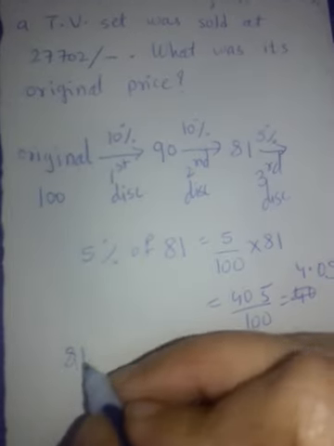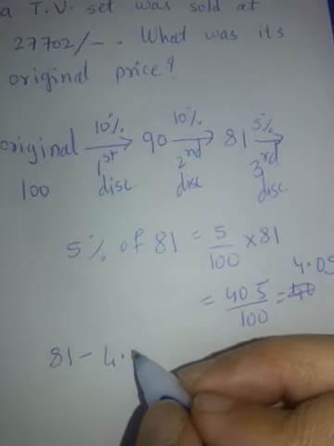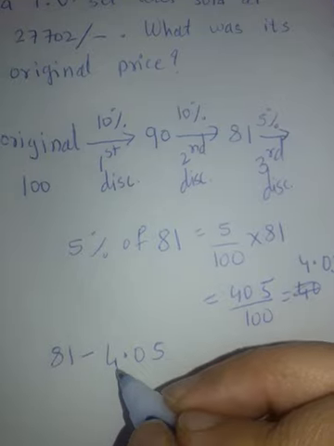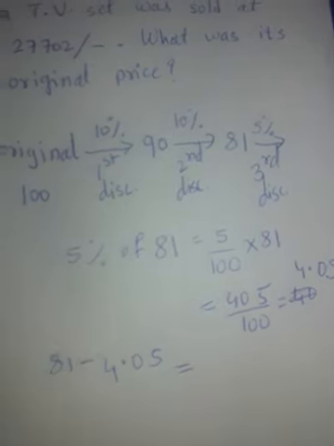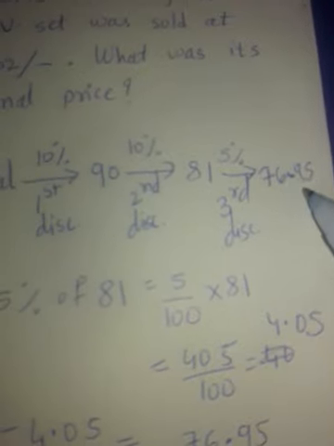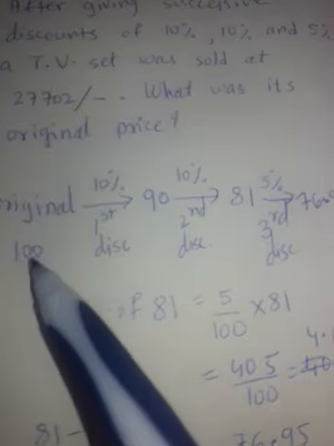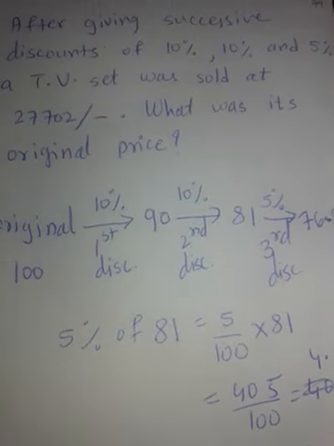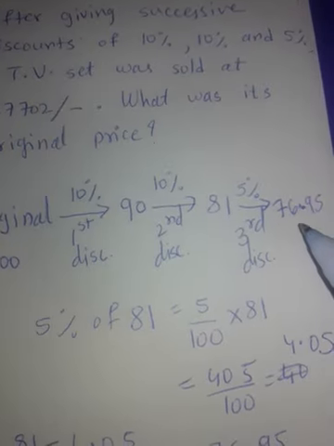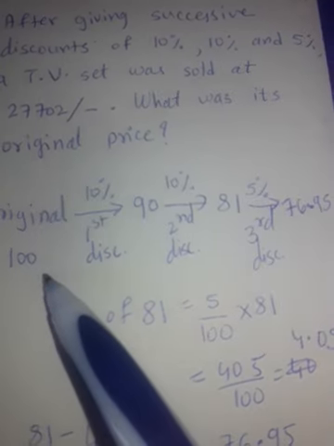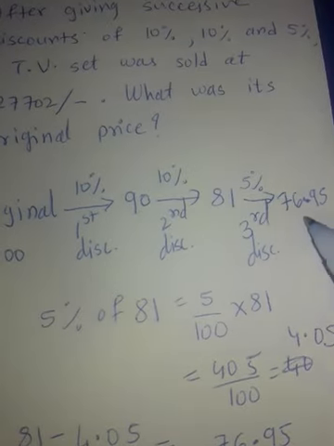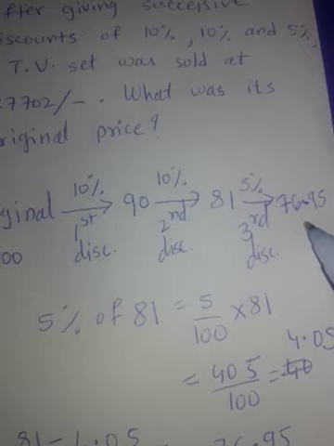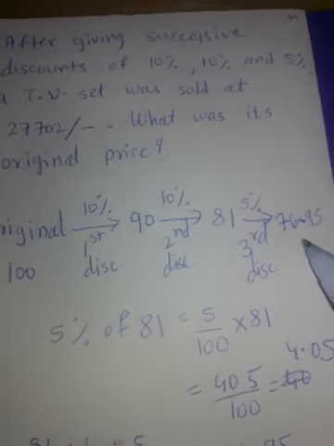That means 81 minus 4.05. So I am writing it here, 76.95. So we started with 100 and we ended up at 76.95. So that means the TV set, if the original price is 100, the TV set will be sold at 76.95. Am I very clear?